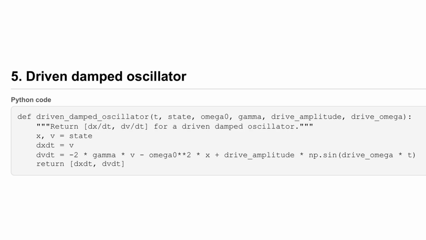We update our Python function to calculate the driven damped oscillator. The state unpacking remains the same, but the derivative of velocity calculation now includes the external driving force. This structure allows the solver to continuously update the acceleration based on the current time, displacement, and velocity.